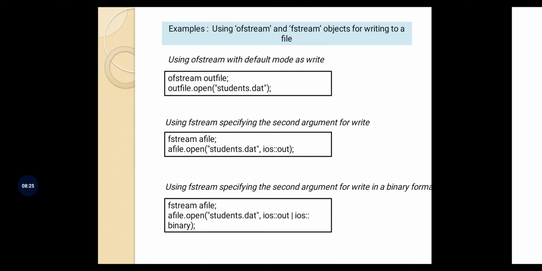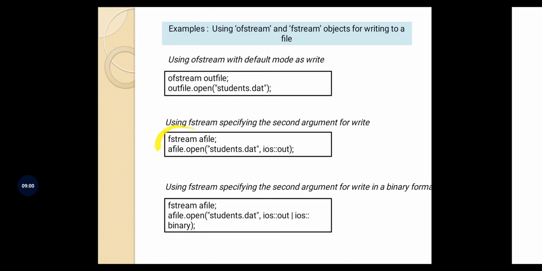Okay, so let's look at this example of ofstream and fstream. Now ofstream, let me reiterate, is used for writing onto a file. It's an output file stream which is used for writing onto a file. So here I have created an object of the ofstream class, outfile. By default this will have the write mode, so I can just open this file by using outfile.open and specify the name of the file. I don't need to give the second argument.